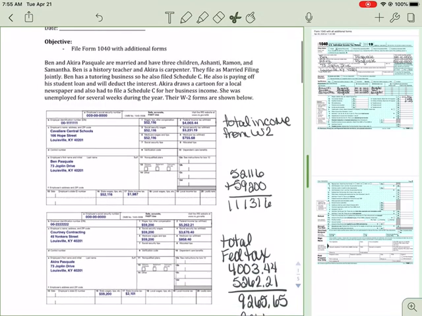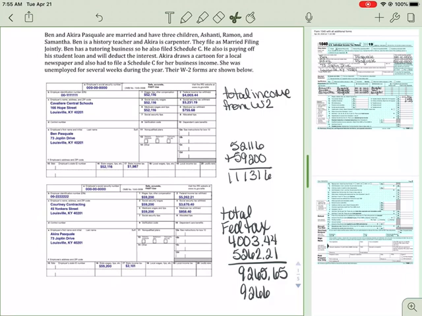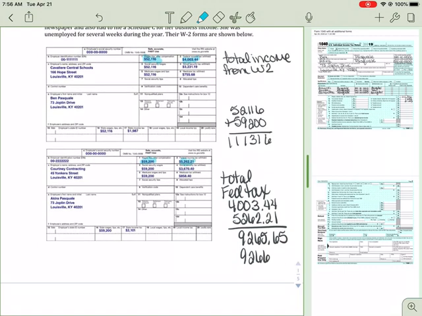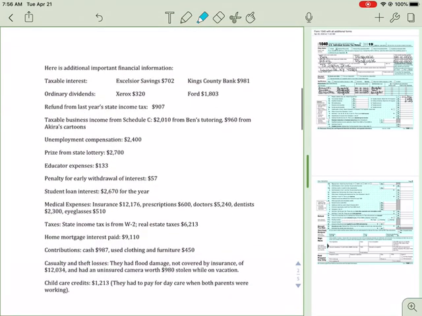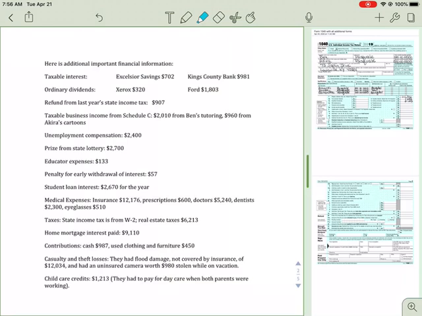And here are their W-2s. So I already did some preliminary work here and found their total income off of their W-2s. That's listed here and here, and I just added those two together. And to save some time, I also added their federal tax together, just so I know how much they're going to be owed in federal tax. And notice I rounded that to the nearest dollar. All right, and here is a list of everything else that they have as far as expenses and additional income and so on and so forth.